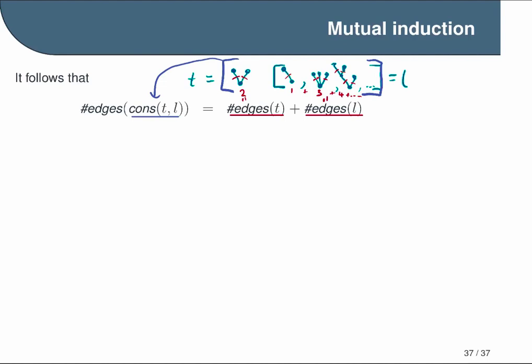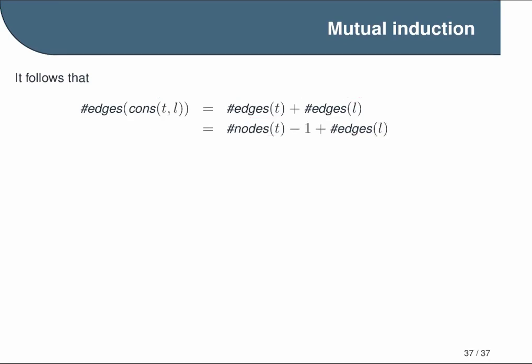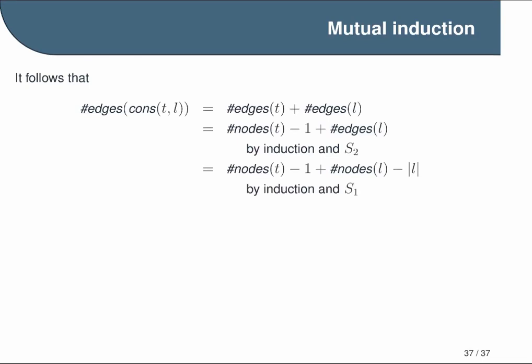As we said, the derivation height of both T and L is greater than or equal to 0 and less than or equal to n, so our inductive hypothesis applies, and we can assume that the number of edges in T is equal to the number of nodes in T minus 1, and so we can substitute that in just using our statement S sub 2. Furthermore, we can also use our inductive hypothesis on L to conclude that the number of edges in L is equal to the number of nodes in L minus the length of L, and we can substitute that too. Here we're using our statement S sub 1.